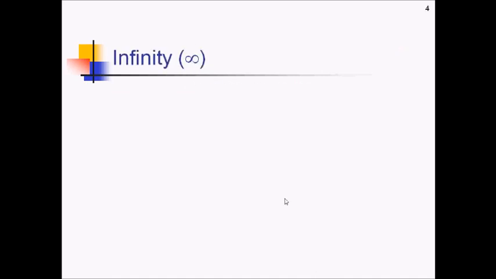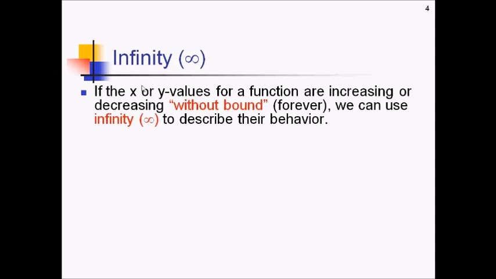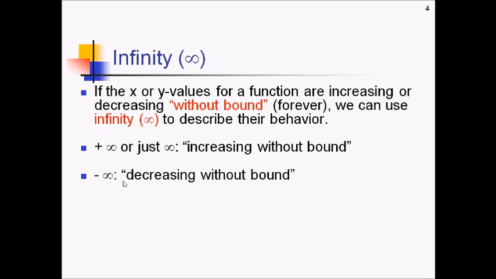So let's talk a little bit about infinity. If the x or y values for a function are increasing or decreasing without bound, in other words, forever, we can use infinity to describe their behavior. And there's two kinds of infinity. Positive infinity, or just the infinity with no sign on it, we can say increasing without bound. And if it's a negative infinity, that's decreasing without bound.